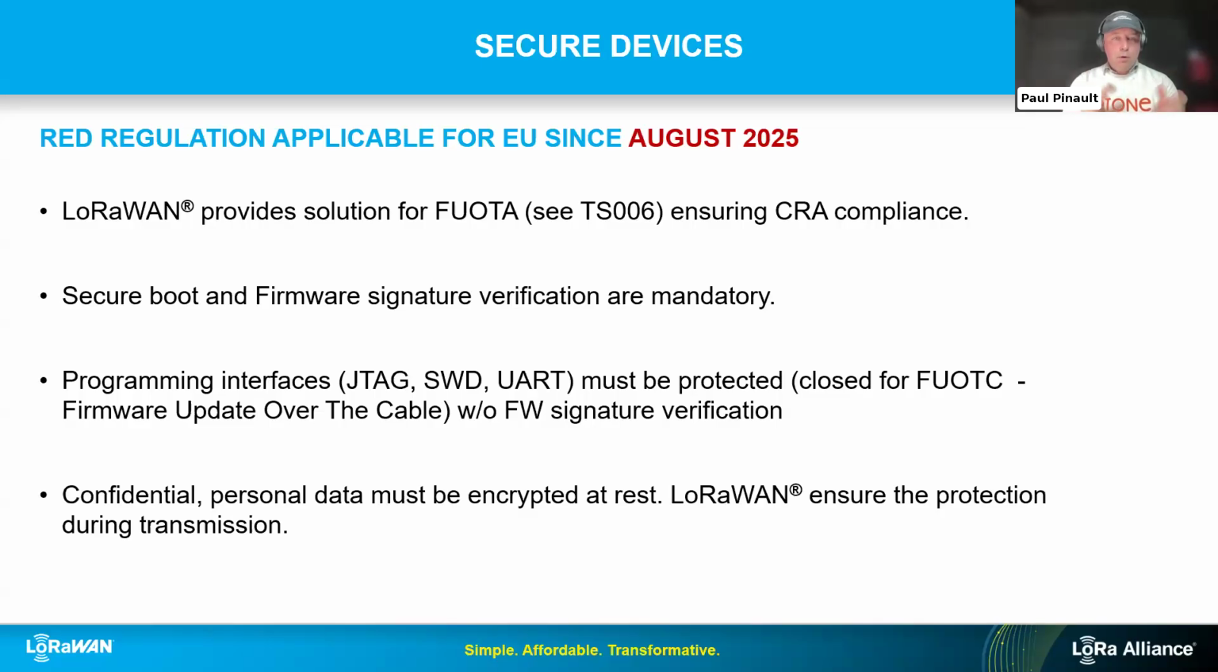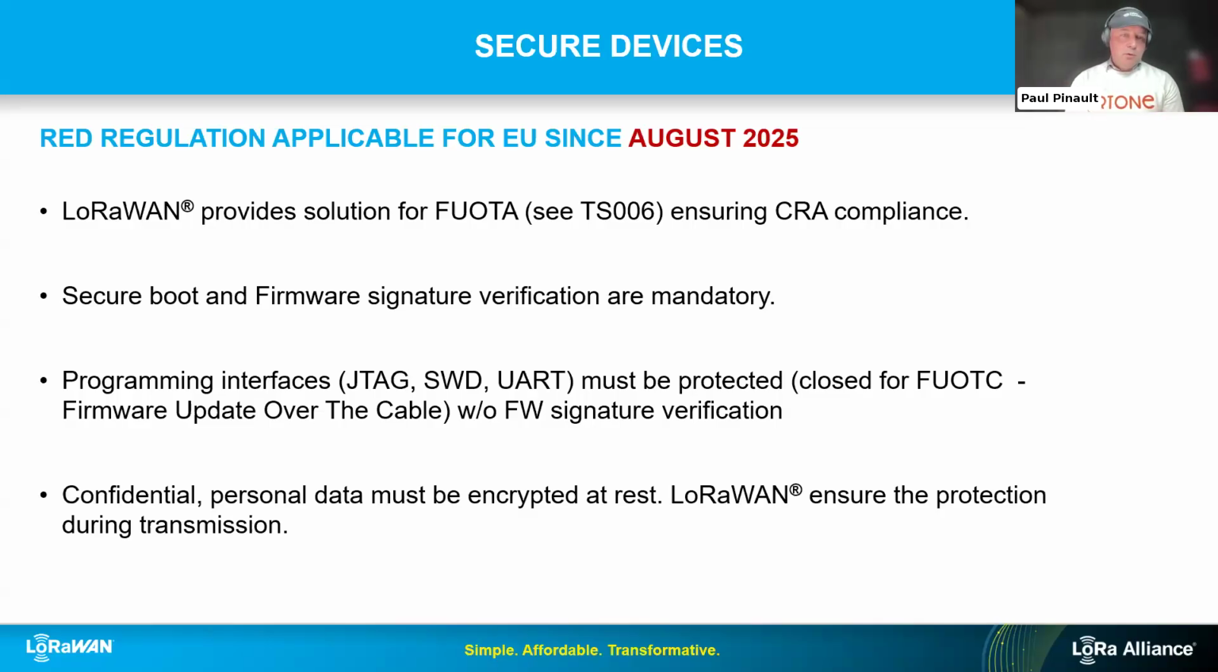But some points are important in regard of LoRaWAN. The first is basically the RED and the coming CRA that is arriving in Europe this year. It really requires the ability to upgrade the device to fix the problem, the CVE you can have. And for this, we have a firmware update over the air on LoRaWAN to provide this at scale. And you can have a look at the TR006 for this.